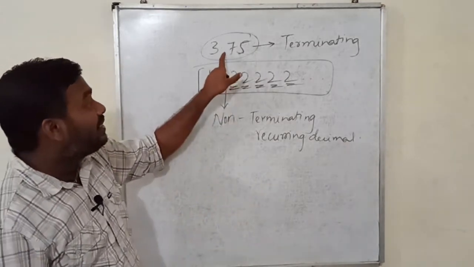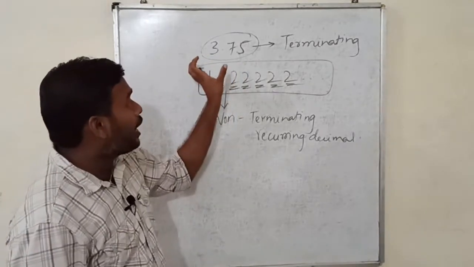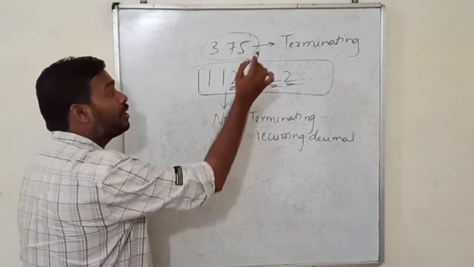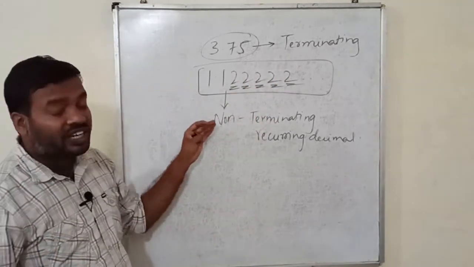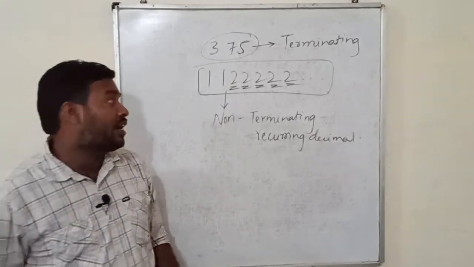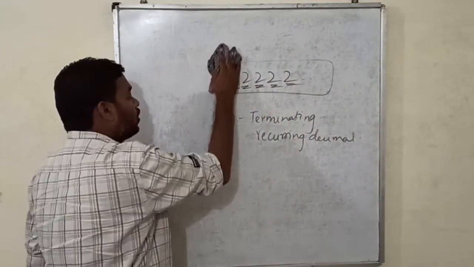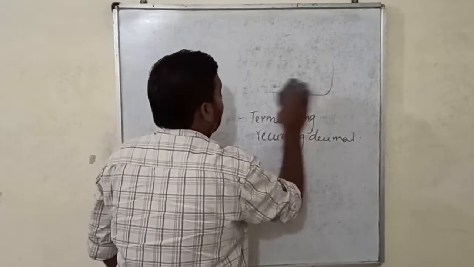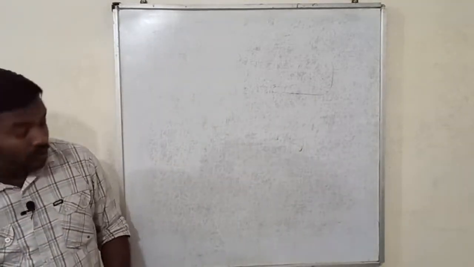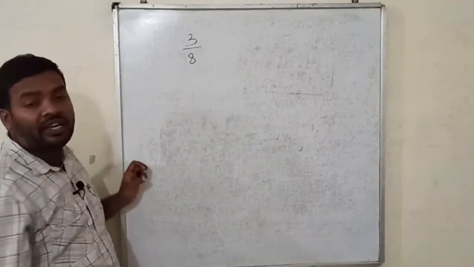Here we are seeing decimals. Let us see which type of rational numbers are terminating decimals and which type of rational numbers are non-terminating recurring decimals. Take for example 3 by 8.